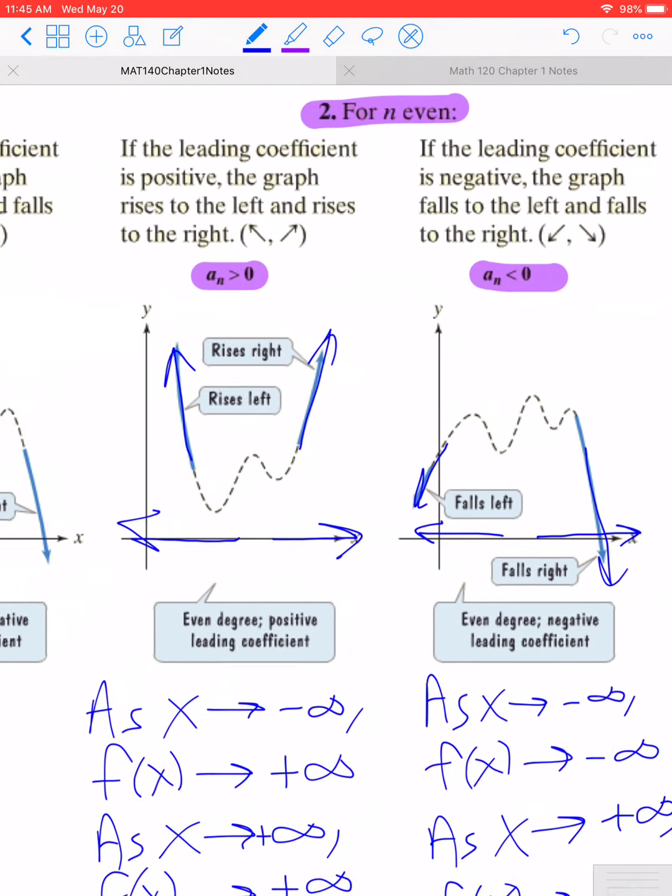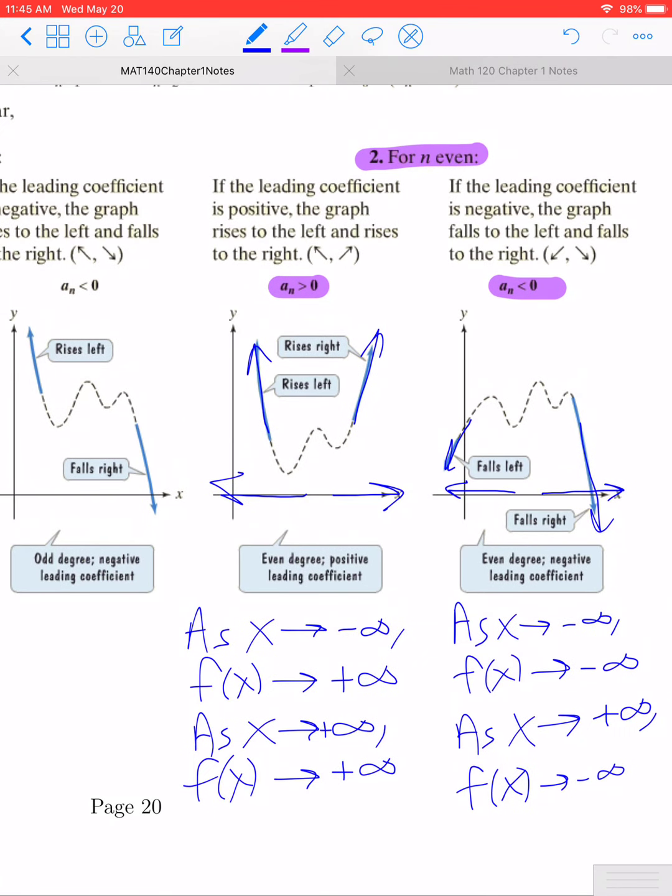The one thing that's kind of nice about the even case is it's consistent. It's going to either go up in both directions or down in both directions, and in that case it's determined by the leading coefficient sign. If it's positive, it goes up in both directions. Sometimes people will use this parenthesis notation for end behavior, up to the left and up to the right. When the leading coefficient is negative, it goes down to the left and down to the right.